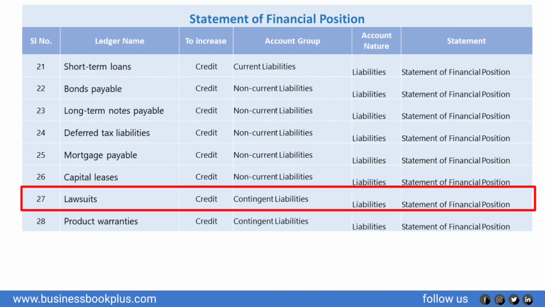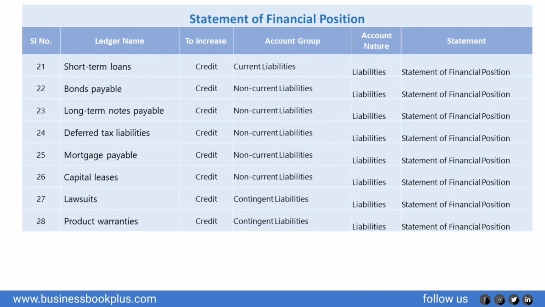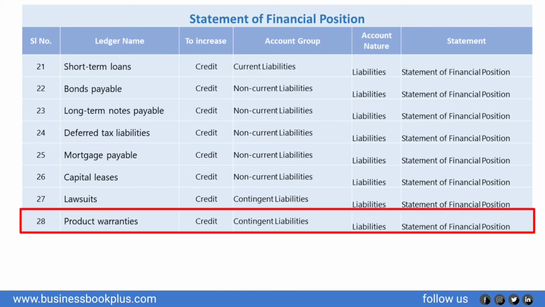Lawsuits. Increase with credit. Comes under contingent liabilities account group. Account nature liabilities. Affects the statement of financial position. Product warranties. Increases when credited. Account group contingent liabilities, account nature liabilities, affects the statement of financial position.